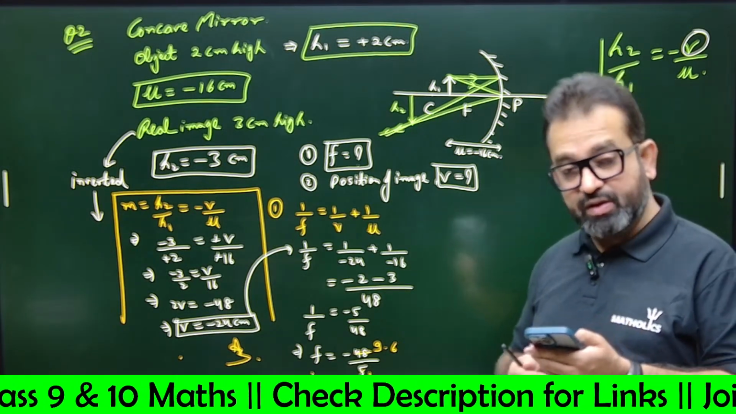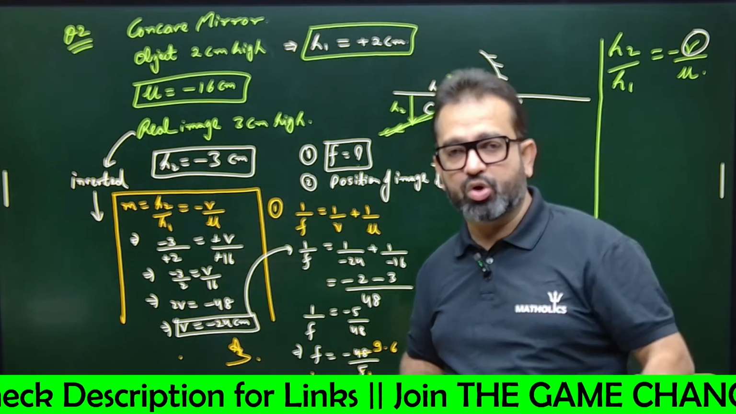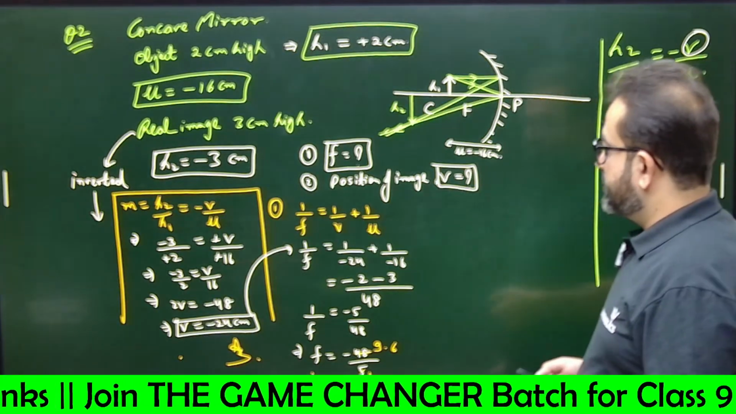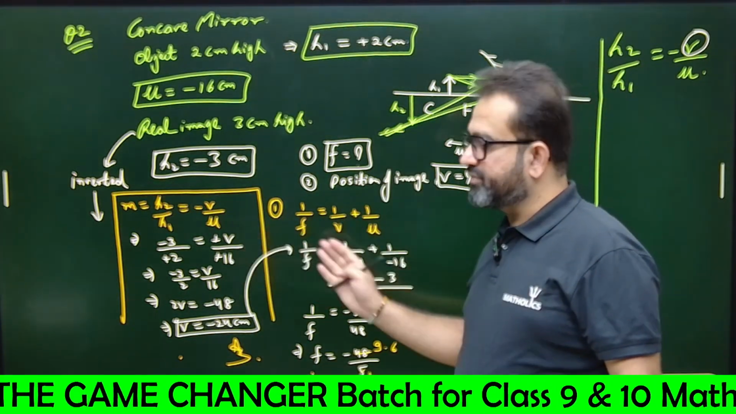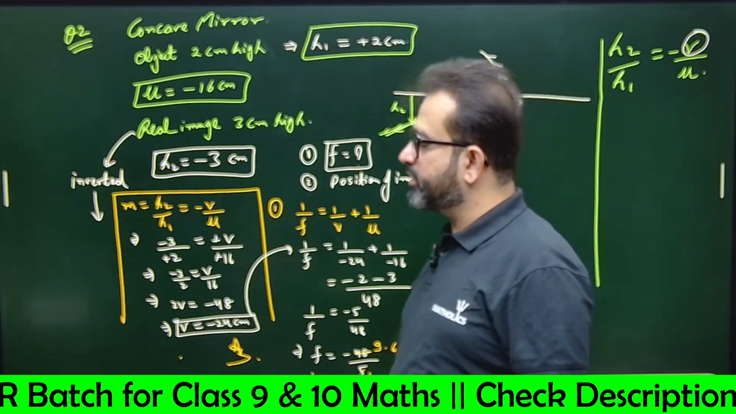Concave mirror, focal length is negative. Convex mirror, focal length is positive. Write down in your notes, not in the comments. So calculate this. This is in front of you. Follow this formula and calculate. And then tell me, are you able to calculate or no?